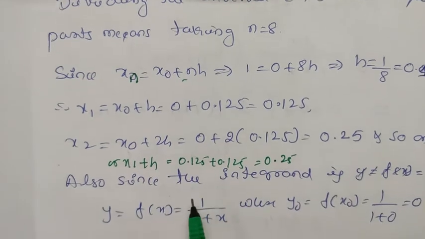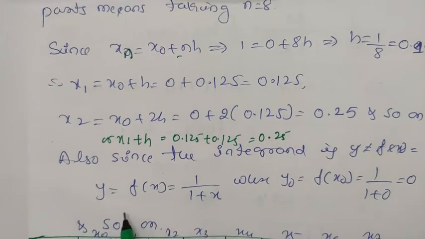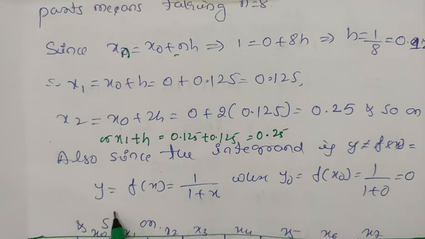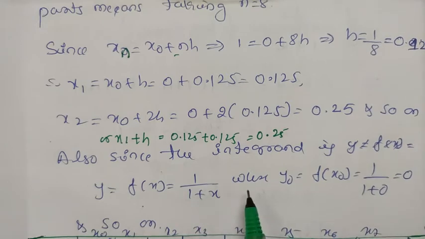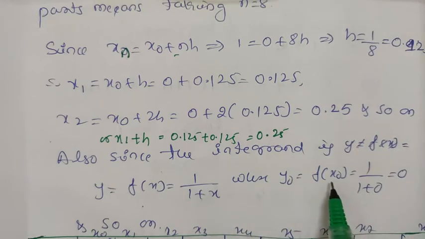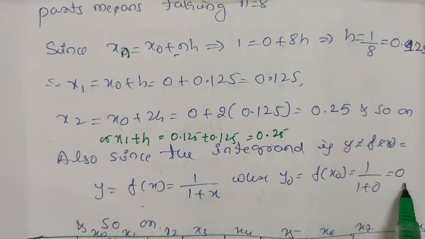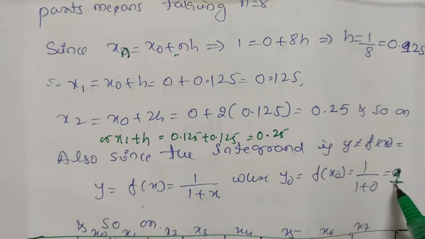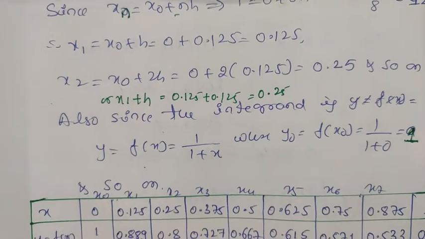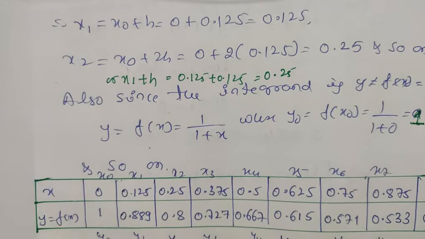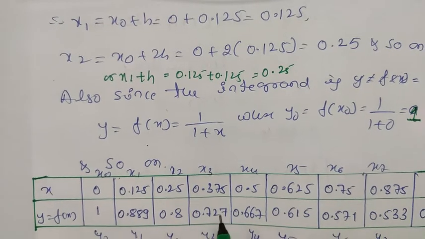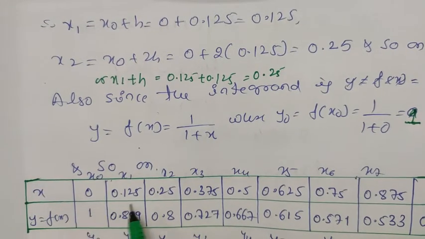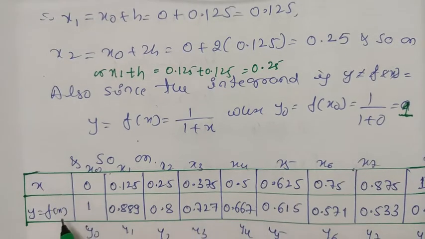You have to do the same thing here. The integrand is y equals f of x, which we can take as 1 divided by 1 plus x, where y0 is nothing but f of x0, which is 1 by 1 plus 0, equals 1. So now we can make this table, which makes it easy to solve. Take x and f of x.